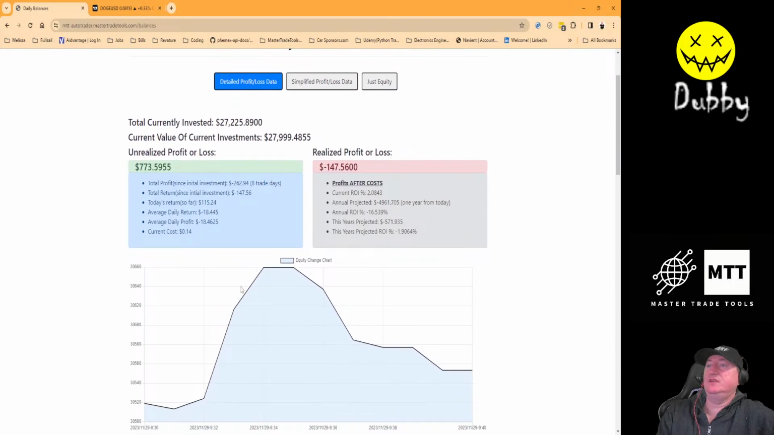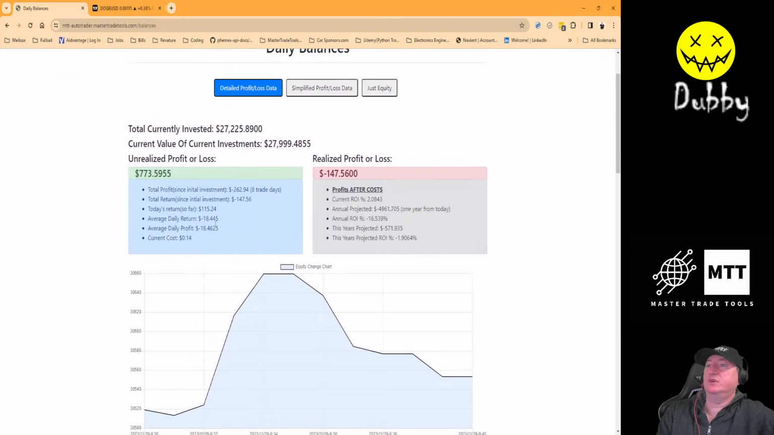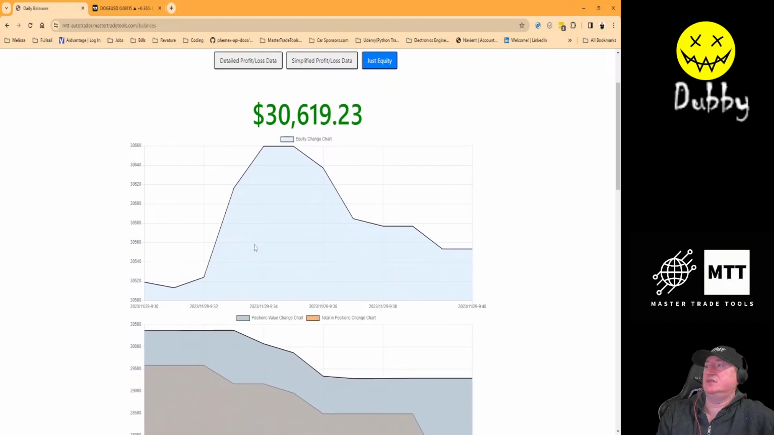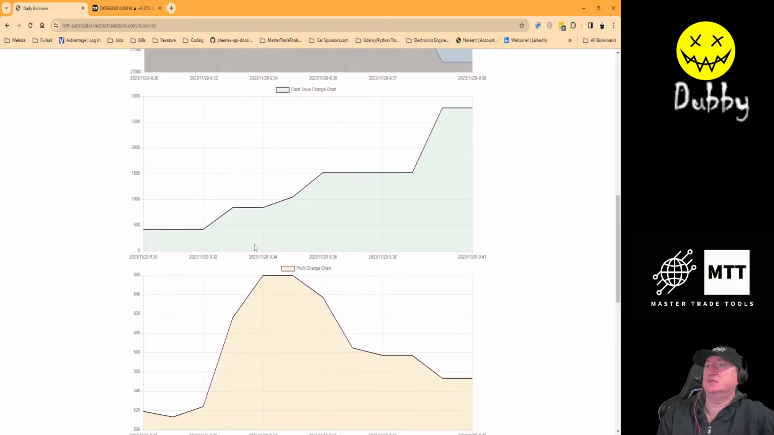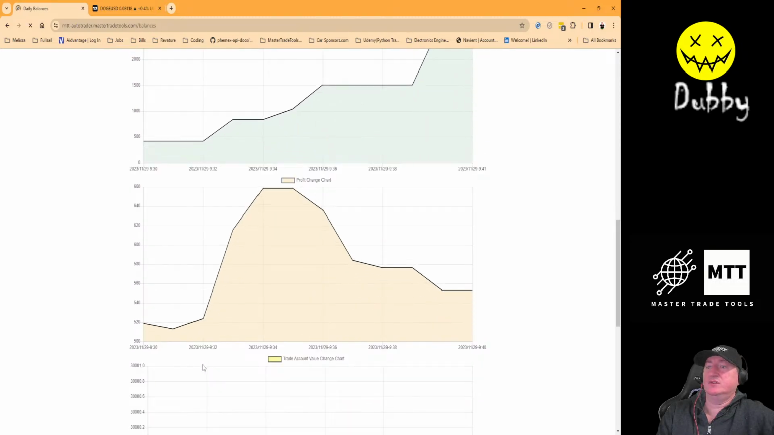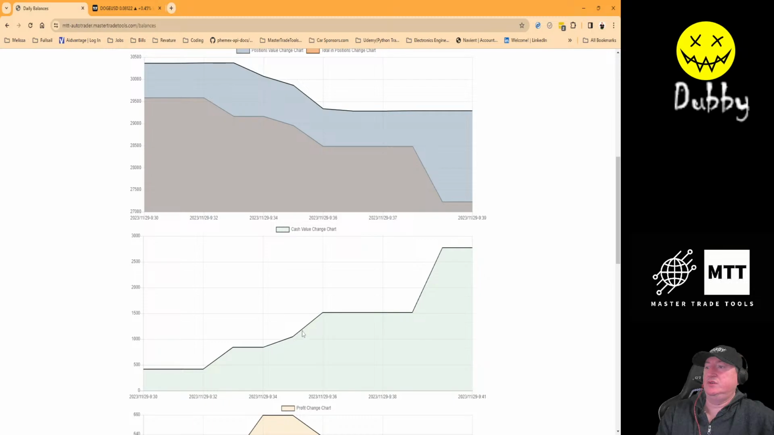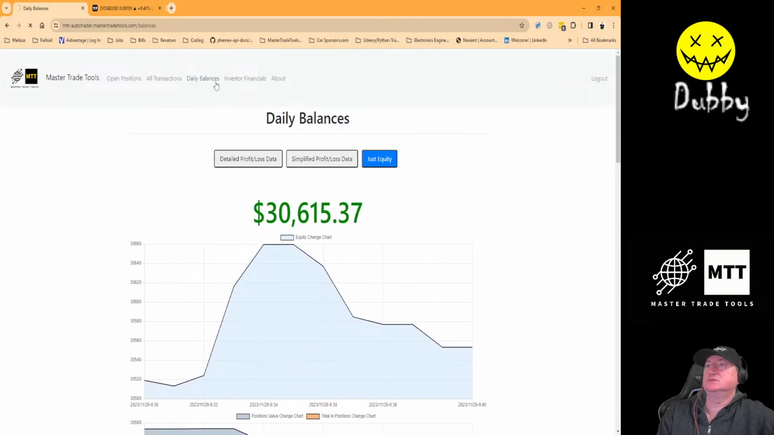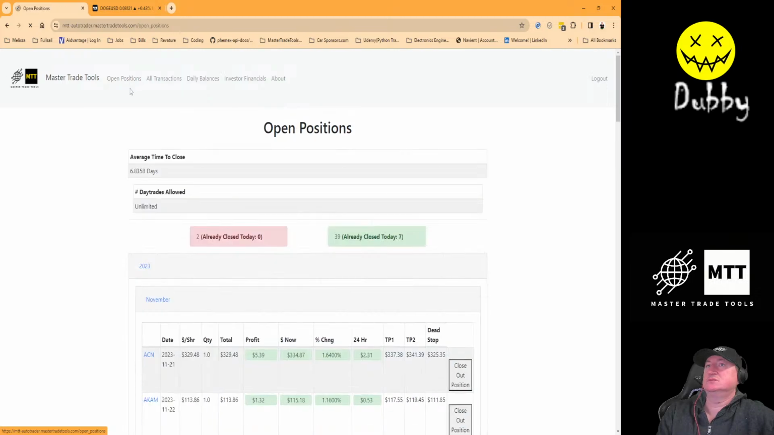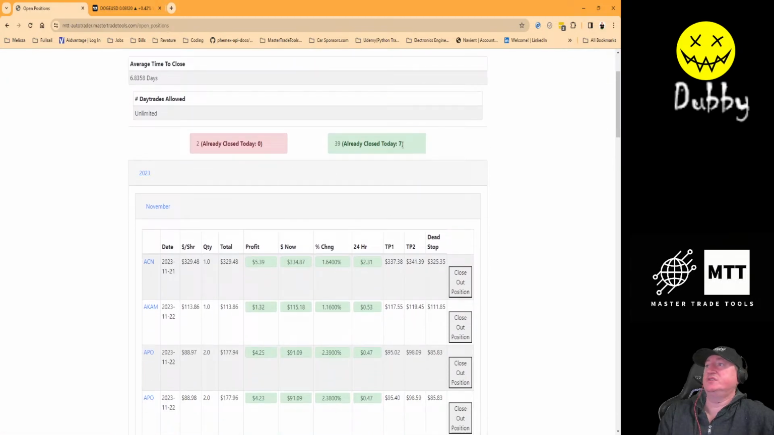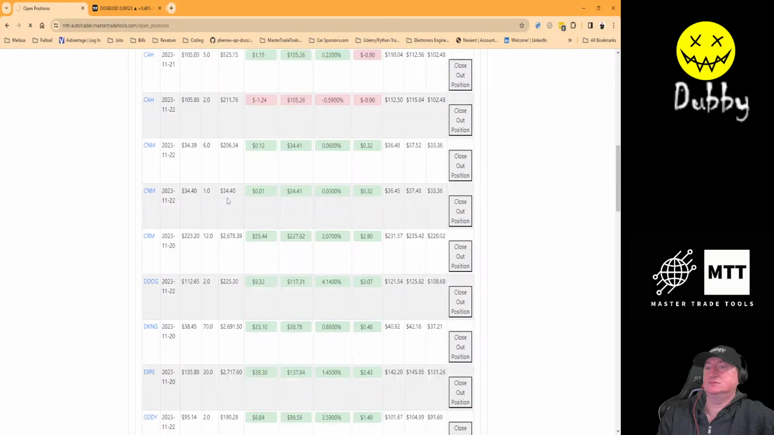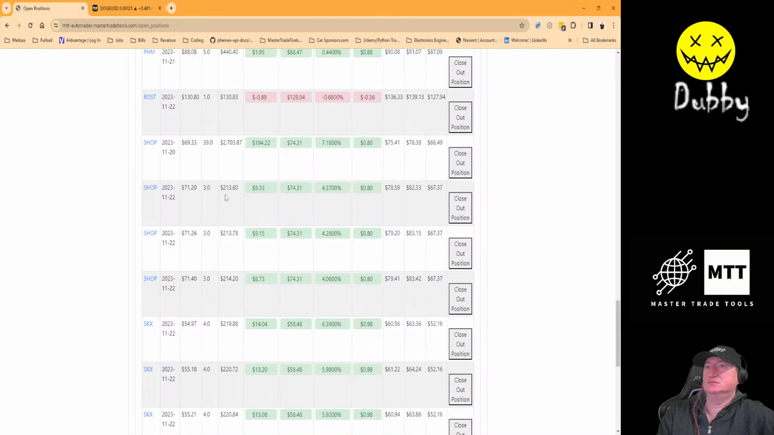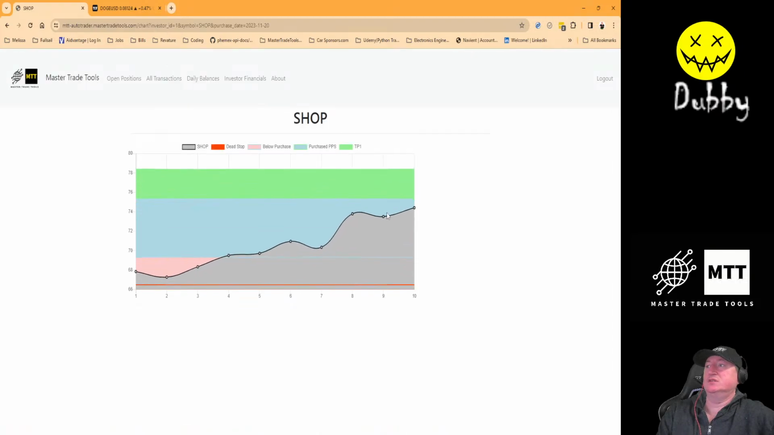Oh, wow. Today we've made $115.24. Still isn't enough to bring us out of our deficit, but we're still doing pretty good. We've closed 1, 2, 3, 4 positions. Oh, we've closed 7. Okay, so we've closed 7 positions today. I just want to see this one close.